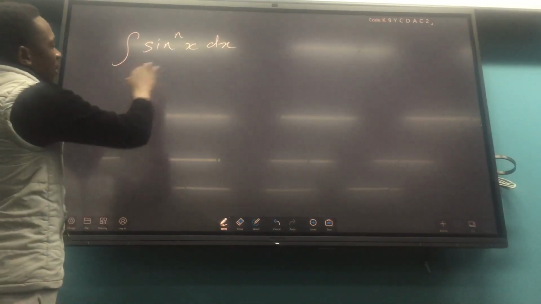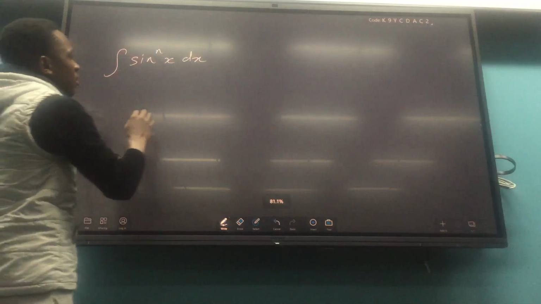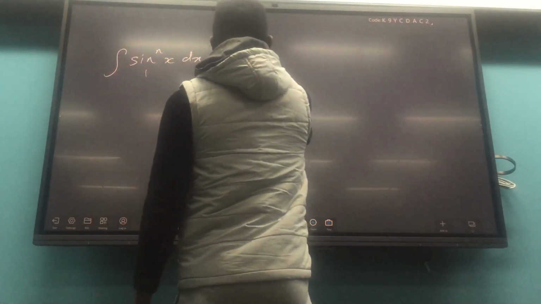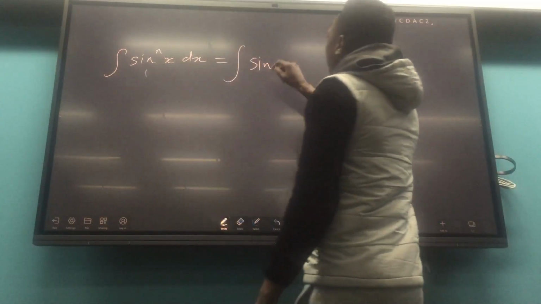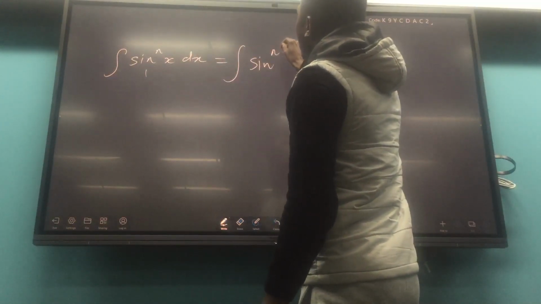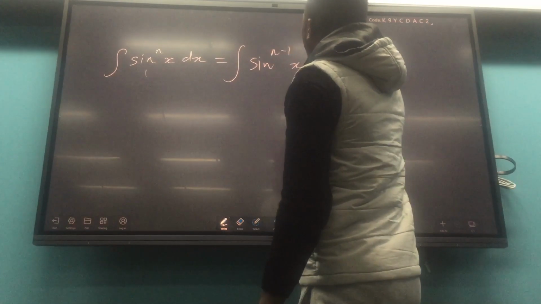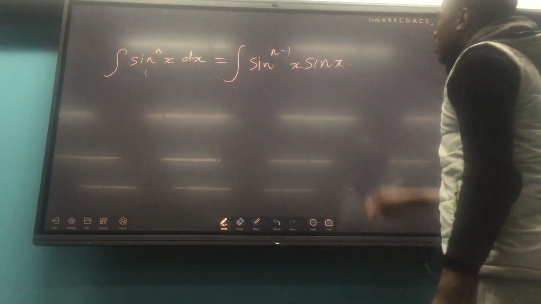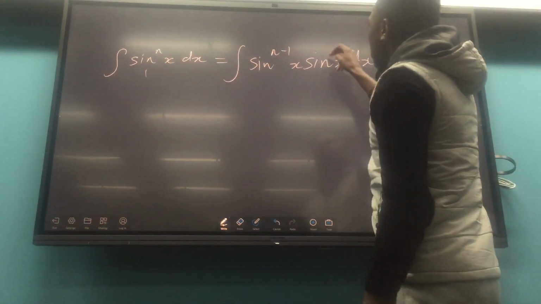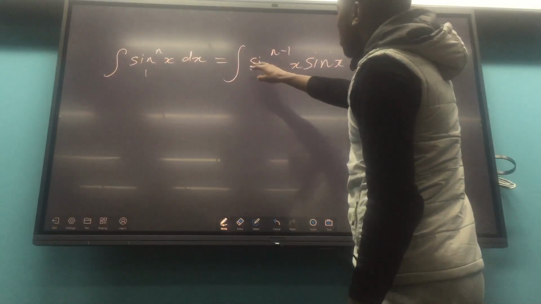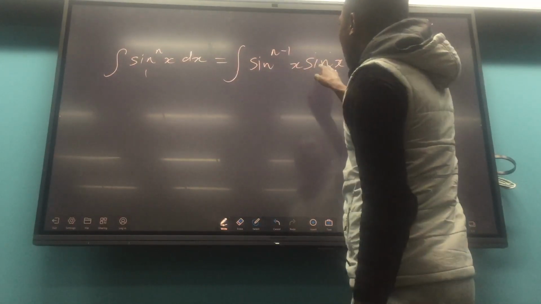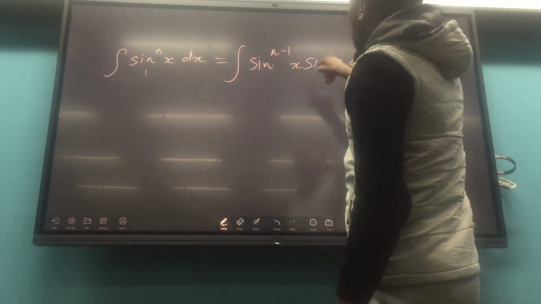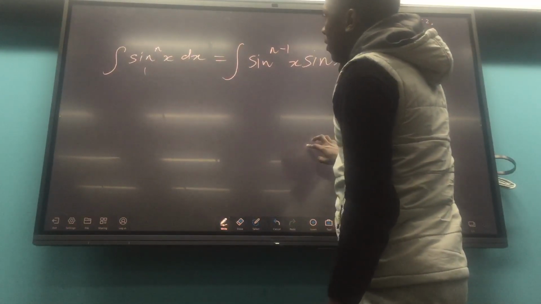In this case, what we need to do is separate this. We need to manipulate this and change it to sine to the power n minus 1 of x multiplied by sine of x. This is the same thing because this is sine to the power 1, by laws of indices. If the bases are the same, you can add the powers: n minus 1 plus 1 gives you sine to the power n of x.